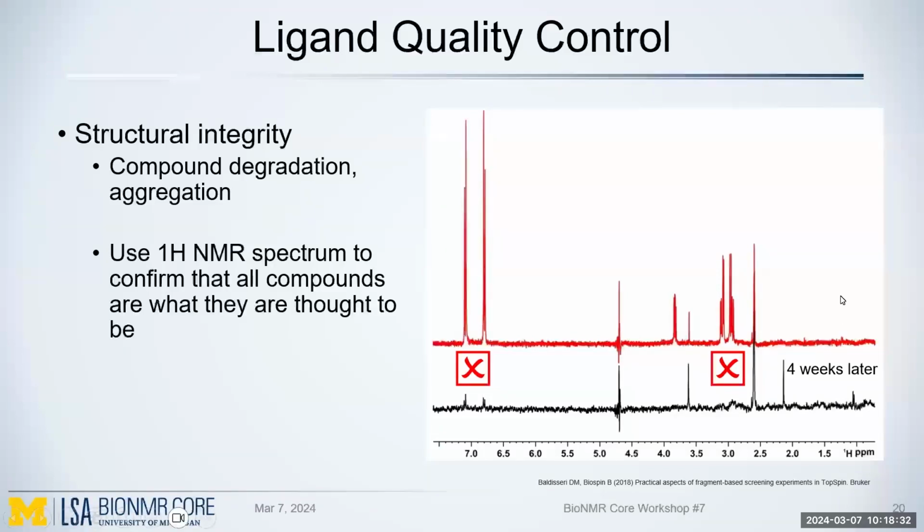And this spectrum on the right is an example. So the top is the spectrum of the ligand dissolved in the aqueous buffer. And then the bottom is the spectrum that was taken 4 weeks later. So you can see this sample undergoes degradation. Some peak intensities decreased and some peaks just simply disappeared. And if you see this happen, then you need to prepare a new batch of ligand stock to run the STD-NMR experiment.